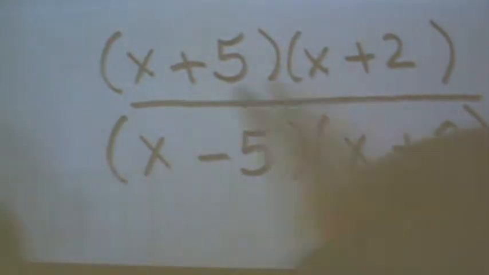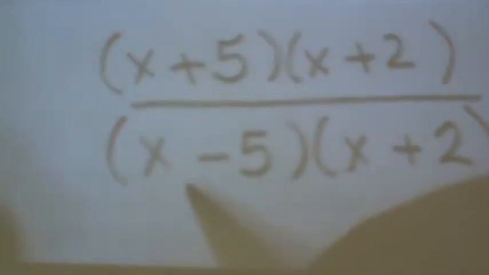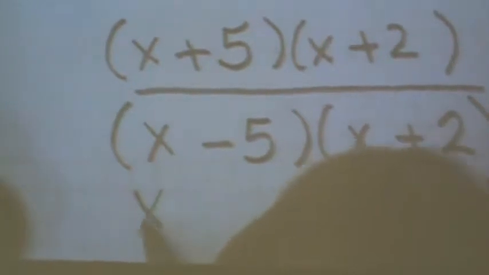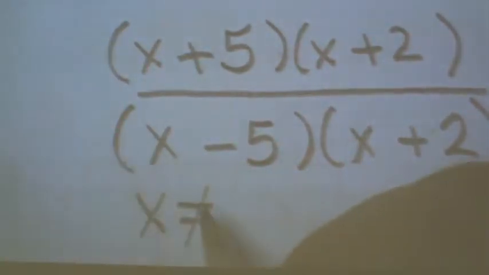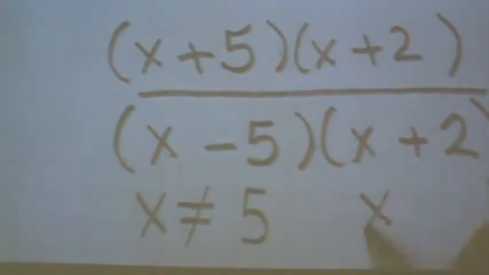Now let's state the restrictions. The restrictions are where the denominator gives you a 0. X cannot be what? What number would x be to make 5 minus 5? Oh, I'll just give you the answer, 5. X can't be 5. How about this next one? What can't this be? Negative 2. These are called your restrictions.